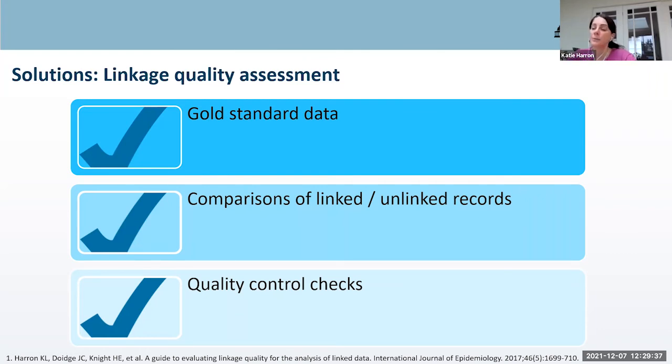And secondly, we can compare the characteristics of the linked and unlinked data, as we saw with the mother and the baby linkage. Or if we don't expect all of the records to link, then we can focus on looking at the quality of identifier recording for different subgroups. So I'll give an example of that in a minute. And then finally, we can use quality control checks to identify the types of groups who are most likely to be affected by linkage error.